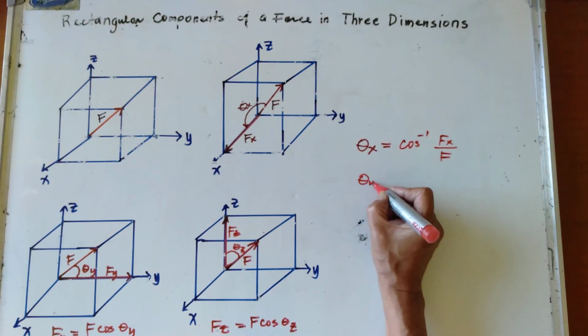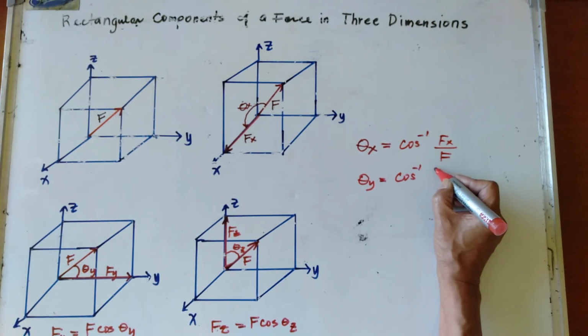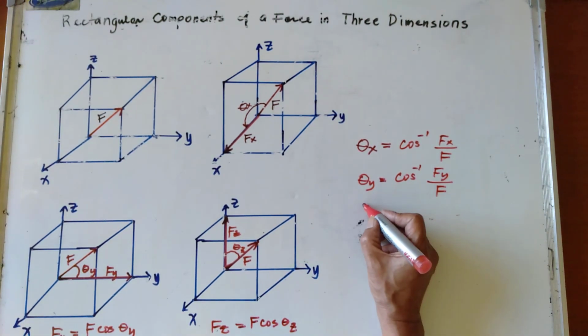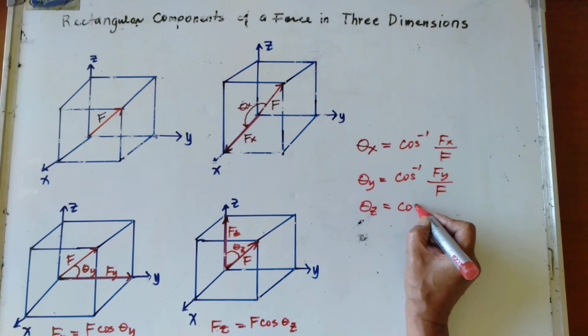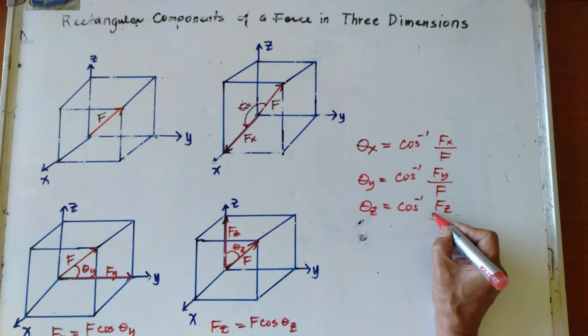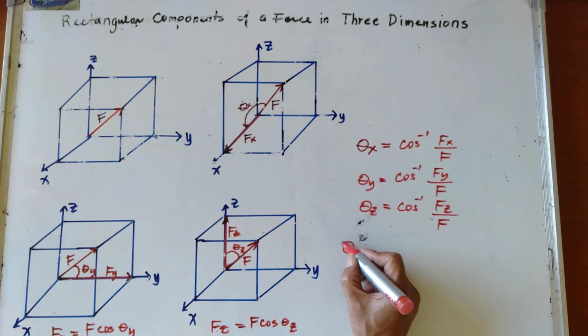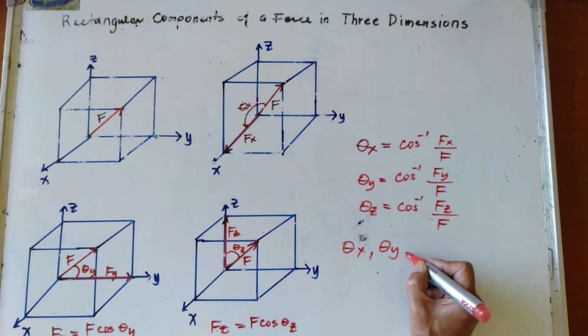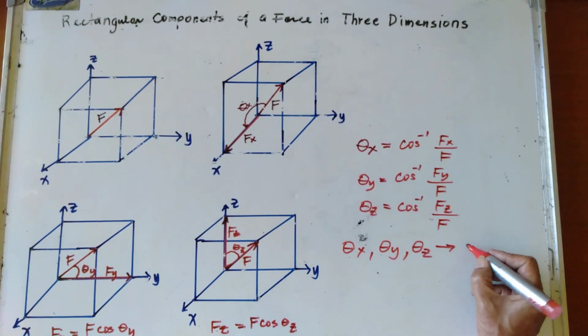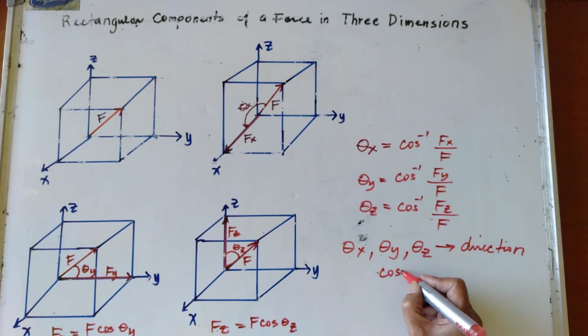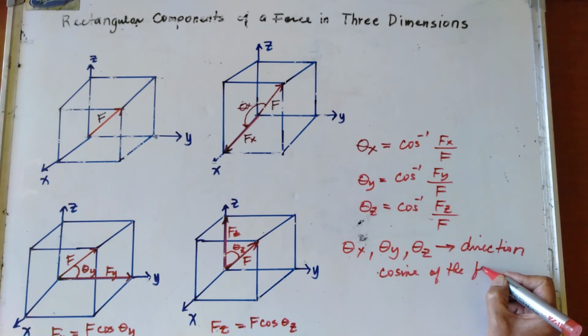Now, your theta y is equal to the arc cosine of Fy all over the magnitude of the vector F, and your theta z is equal to the arc cosine of Fz all over F. So knowing these angles, theta x, theta y, and theta z, are known as the direction angles, or direction cosines, of the force.